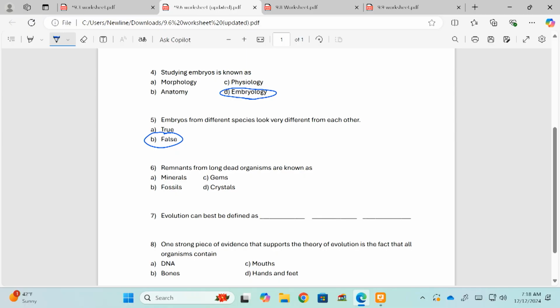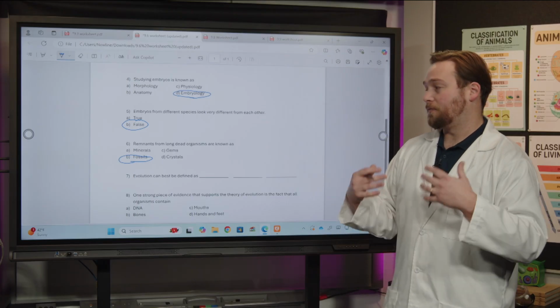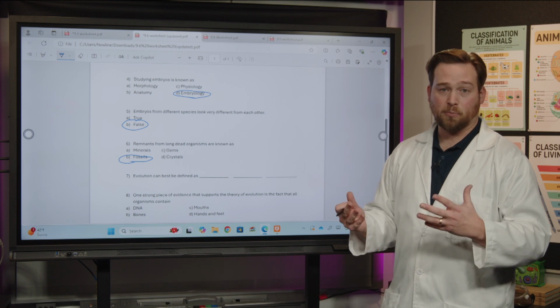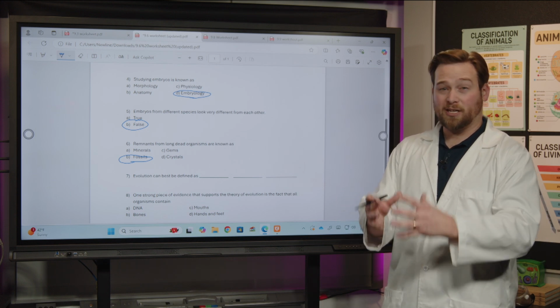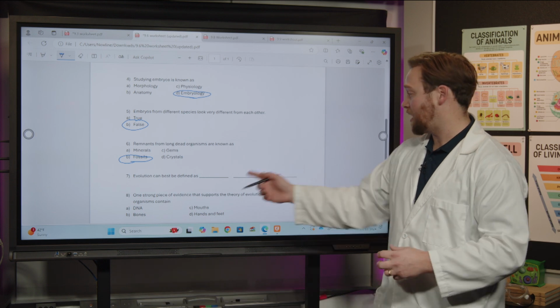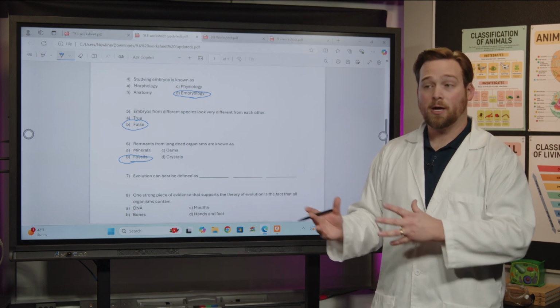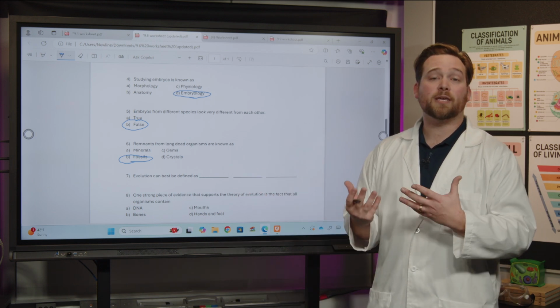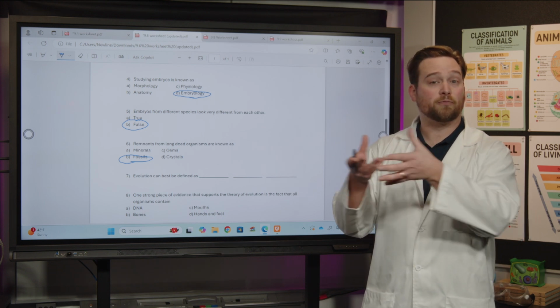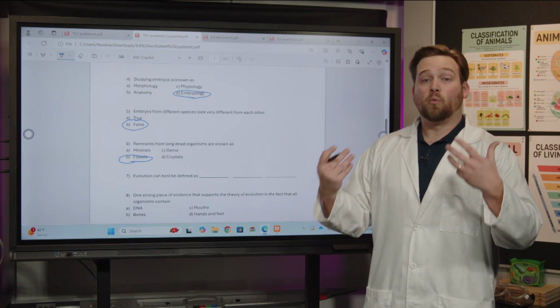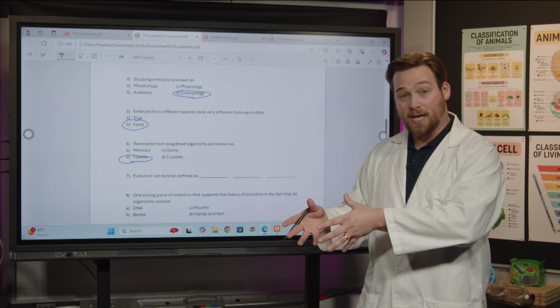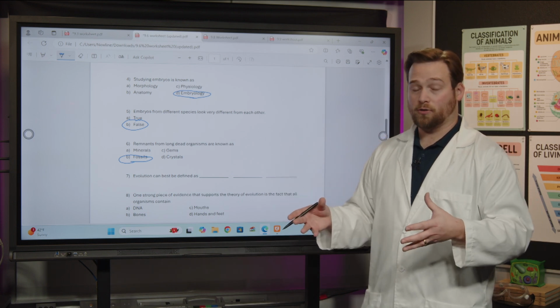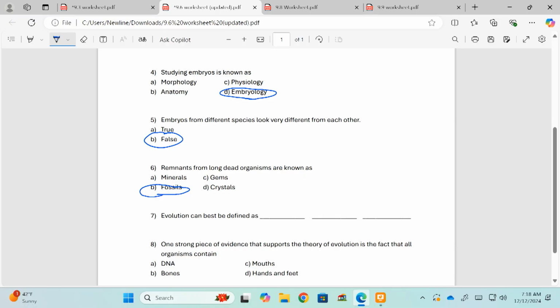Let's keep it going. 6 says remnants from long dead organisms are known as. We want to go with letter B here, fossils, okay? Fossils. And the fossil record is a strong piece of evidence that supports the theory of evolution. Remember, evolution in a nutshell is just change over time. That's actually the answer to number 7 here, change over time. When you're studying the fossil record, it's very easy to see how these organisms are changing over time. We can see it in a lot of different organisms. We can see it in early humans and today's humans, how our body has changed over time, okay? And so 7, evolution can best be defined as just change over time.